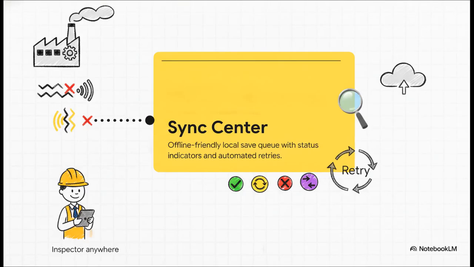Now, anyone who's worked in a plant knows Wi-Fi dead zones are just a fact of life. So the crucial point is how this app handles that reality. QC360 solves this with its Sync Center and Save Queue. It's a completely offline-friendly local save queue that uses clear visual status indicators, pending, syncing, failed, or conflict, so the inspector always knows exactly where their data stands. And it even features automated retry operations for failed syncs. This specific technical feature literally prevents data loss, ensuring inspectors can work absolutely anywhere, even offline, without losing a single beat. It just syncs right back up the moment a connection is reestablished.